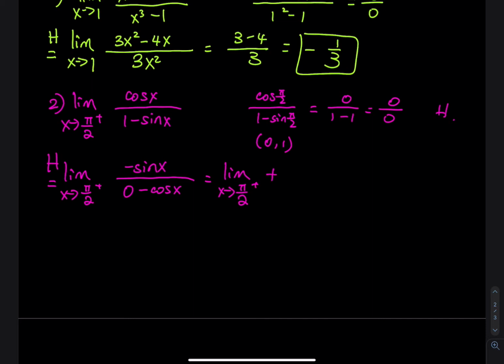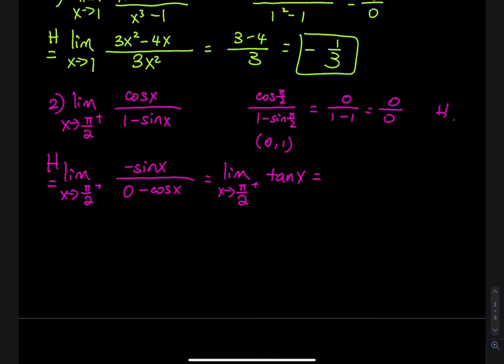And then you have the limit as x approaches pi over 2 plus of tangent x. So tangent is the y coordinate divided by the x coordinate. So the y coordinate is 1, the x coordinate is 0. So we have 1 divided by 0. And what should I do?